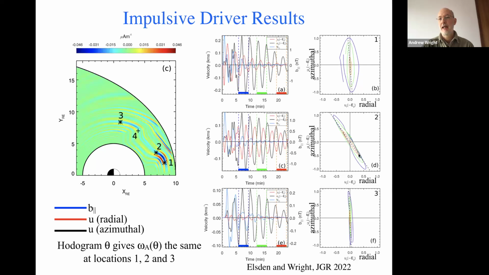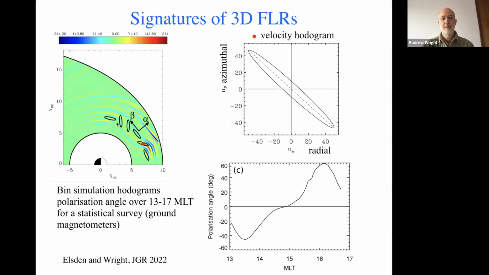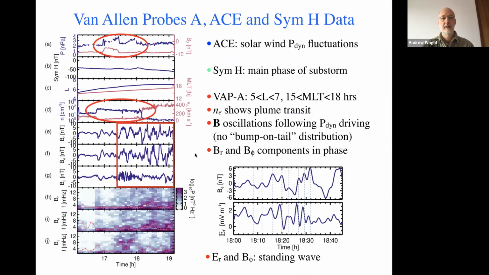Yeah, they're either going to be out of phase like this or in phase. And as we're crossing the boundary here, we'd expect the radial and azimuthal to be in phase, which is exactly what we're seeing here.